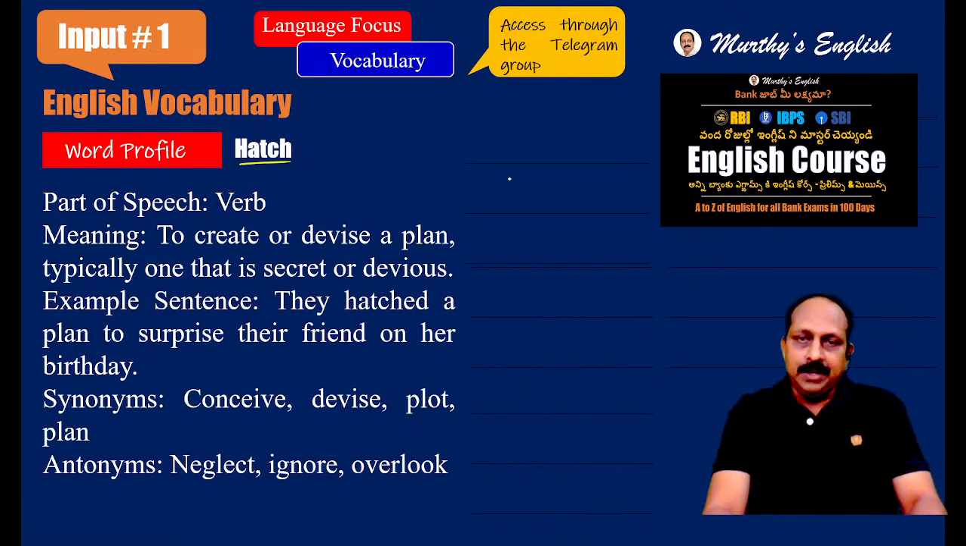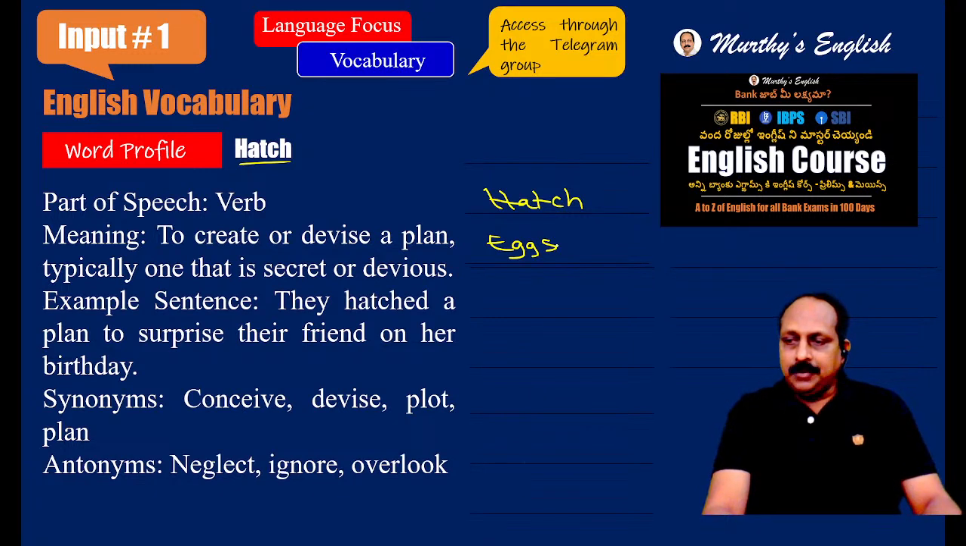Hatch has two different meanings. I'm sure hatch, you all know. It goes with eggs. After the incubation period, the eggs are hatched. That is a different meaning altogether. But based on the context, here, editorial, it's a verb. It is a regular verb. It means to create or devise. Here it is a verb form. You have to remember. Vice is a noun form. To create or devise a plan, typically one that is secret or devious.